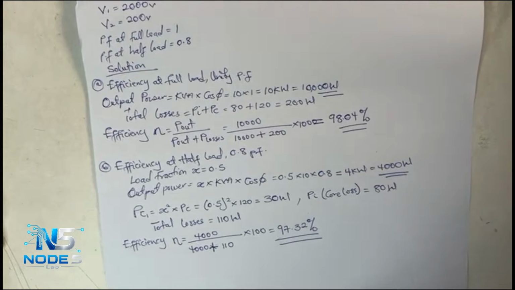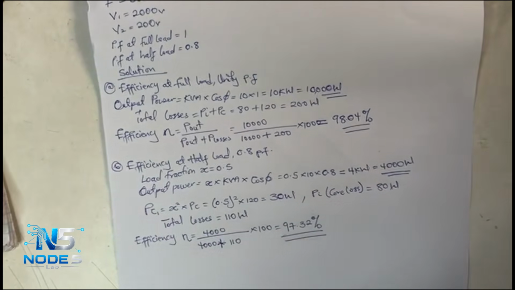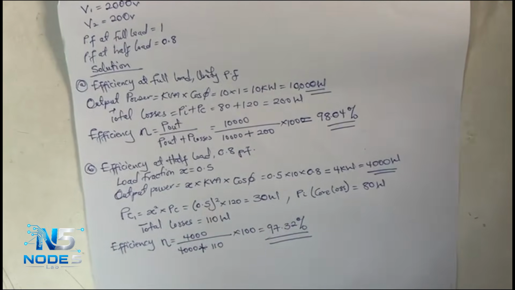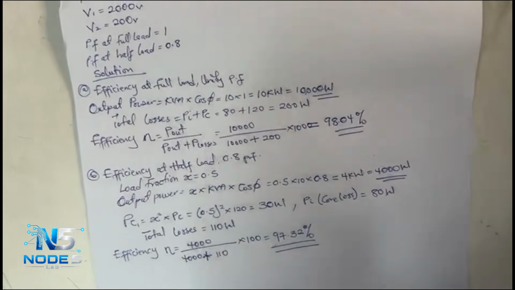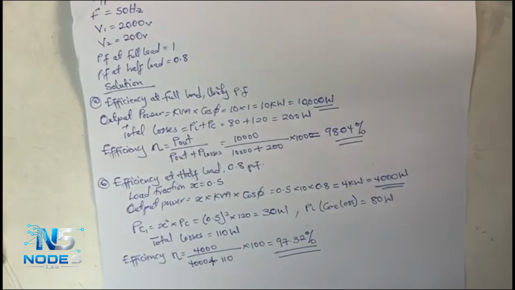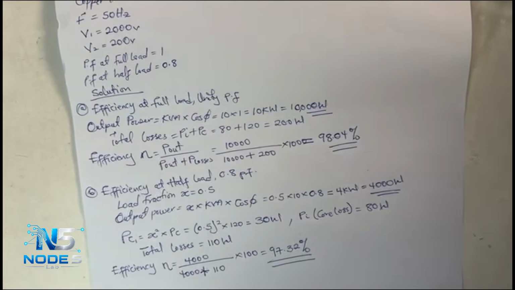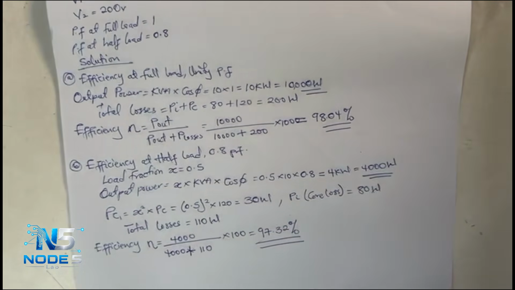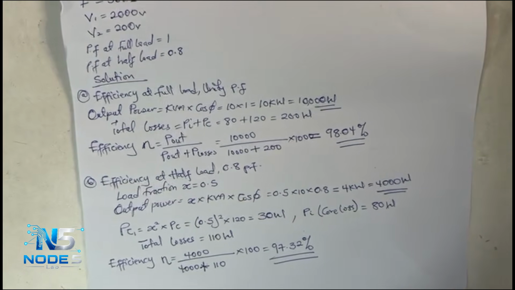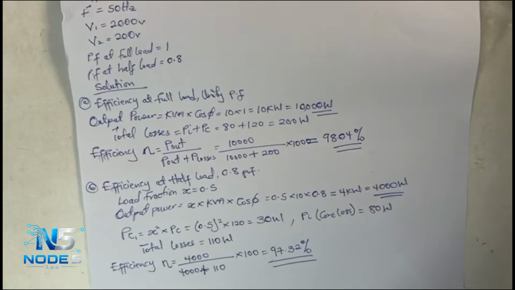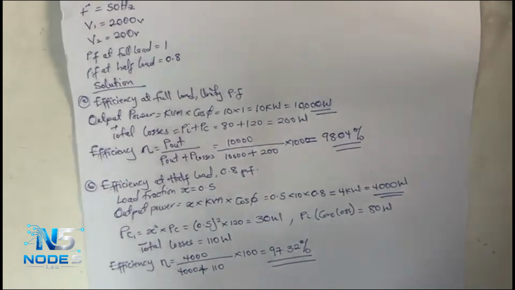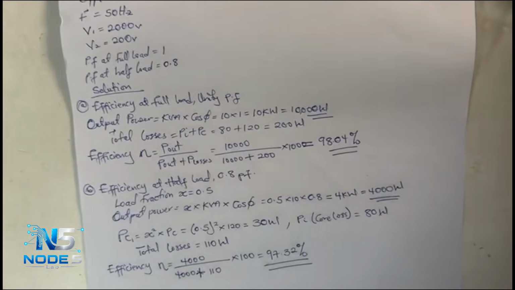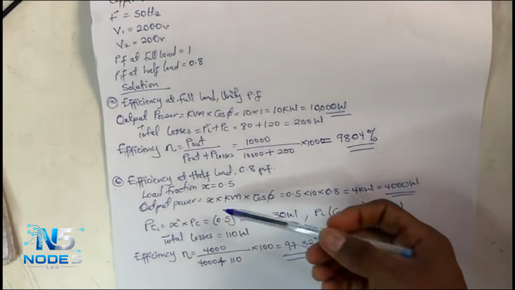Okay, so when you hear that the transformer is on half load or at half load, you have to have it in mind that there is a load fraction. You have to multiply the power by the load fraction, that's the 0.5, to get your half load. After that you multiply it by the power factor, if you want to get the output power. So that's what we have done over here.